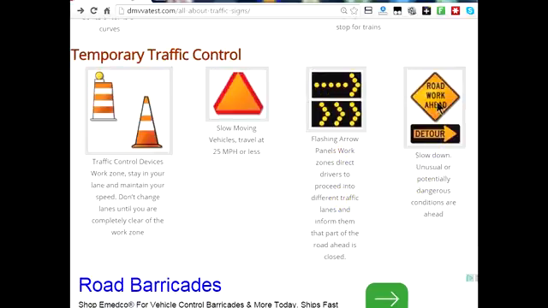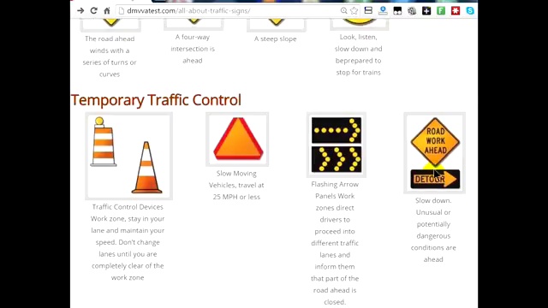And finally, when you see road work ahead or detour, be sure that you slow down, because it means that there's construction coming up, and usually they'll have these signs about 1,000 feet before you reach the construction zone.